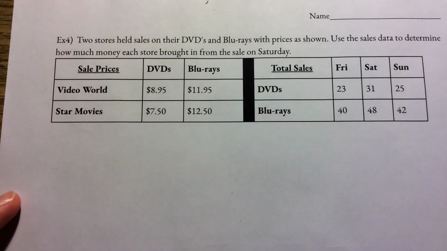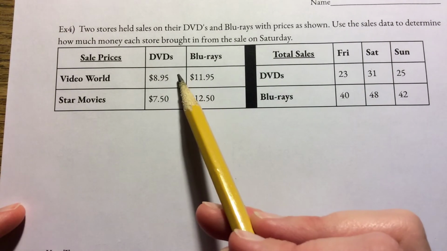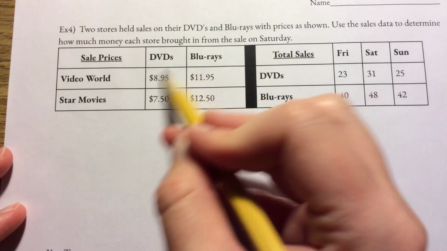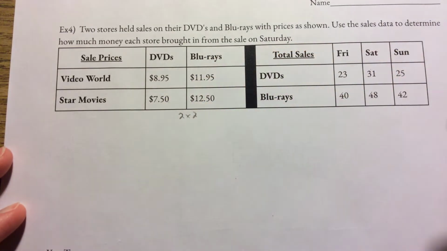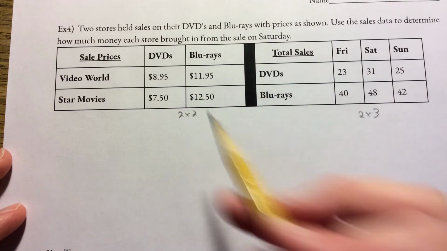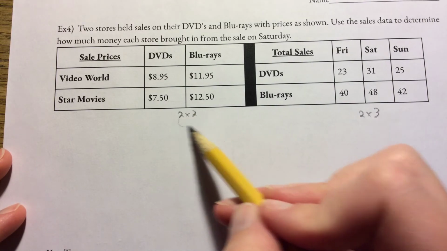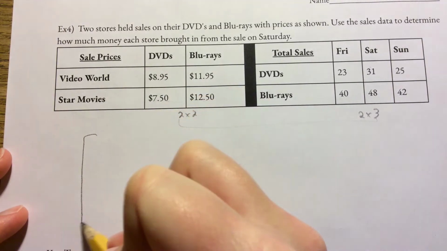Alright, last one here. So 2 stores held sales on DVD and Blu-ray. The prices are shown. Use the sales data to determine how much money each store brought in from the sale on Saturday. So we have this matrix here, which is a 2 by 2, and I have this matrix here, which is a 2 by 3. So we can multiply those, and we will end up with a 2 by 3 for our solution here.